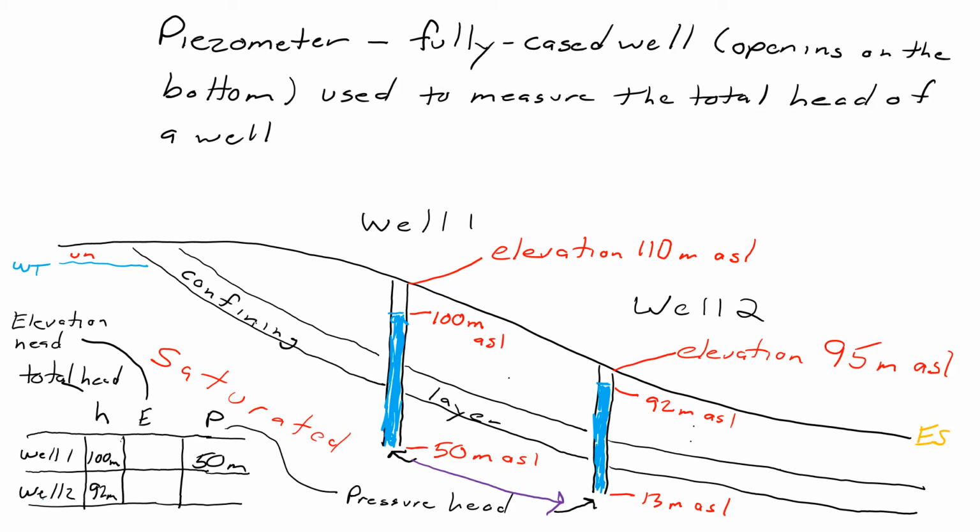What's the pressure head in well 2? It's just the column of water in the piezometer. 79. The top is 92, the base is 13. The difference between those two is 79. So it rises up 79 meters in the well because of pressure.